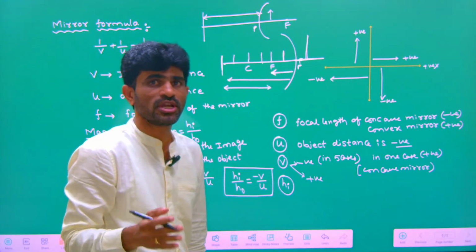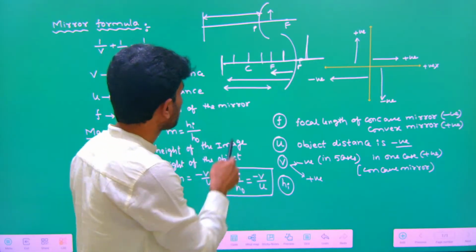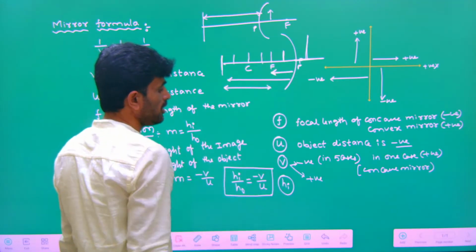So you will get only positive height of the image in the case of a convex mirror. But in the case of a concave mirror, in all five cases, you will have an inverted image. The height of the image will be negative.